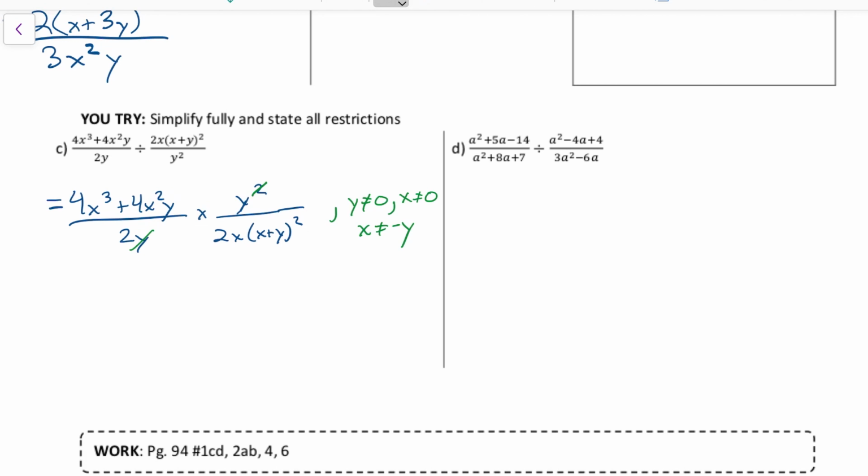Well, I guess I can factor my first. Maybe I'll get rid of that. I need to factor my first fraction. So I can pull out a 4x squared, which leaves x plus y. That's going to change things. Oops.